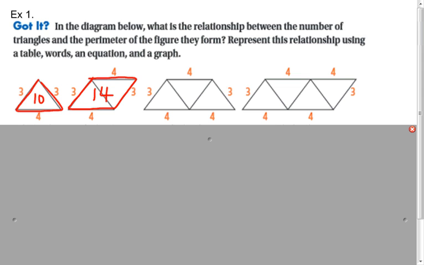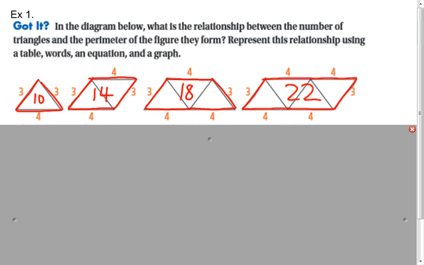If I add another triangle, 3 and 4 is 7, and 4 is 11, and 3 more is 14, and 4 more gives me a total of 18. If I add one more triangle, 3 and 4 is 7, and 4 more is 11, and 3 is 14, and 4 is 18, and 4 gives me a total of 22. So what I'm doing here is I'm adding triangles. I went from one triangle to two triangles to 3 to 4. So I'm changing the number of triangles. The perimeter is changing on its own.